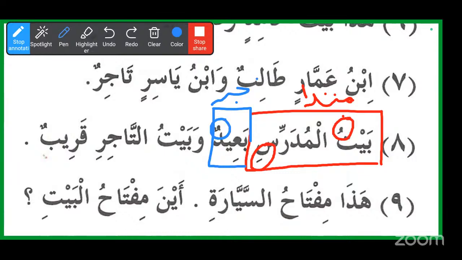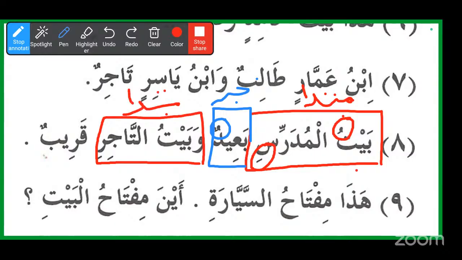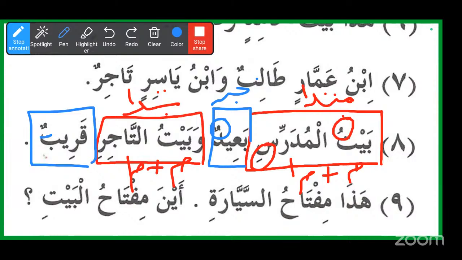Sa'idun, right? Now the same way, wa baytut tajiri, and the house of the merchant. Again, it is the mubtada, which is a mudaf plus mudafun ilay. And then the khabar is qareebun. The qareebun is marfu here on the tanween.